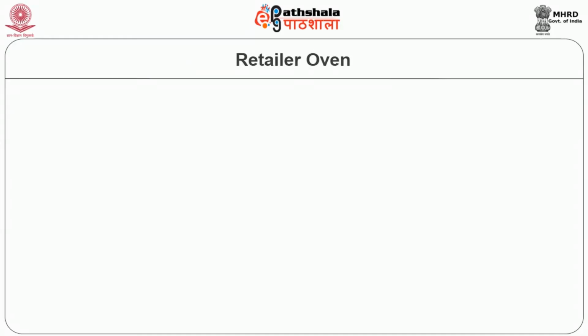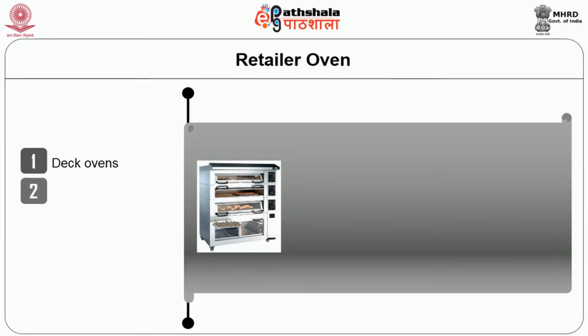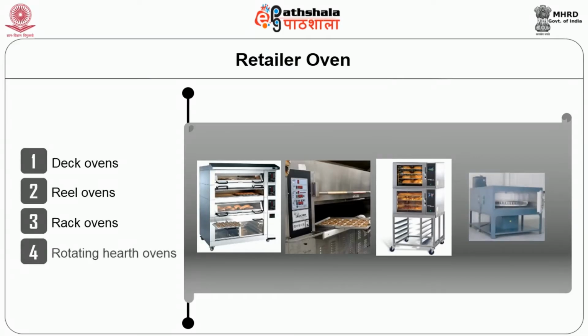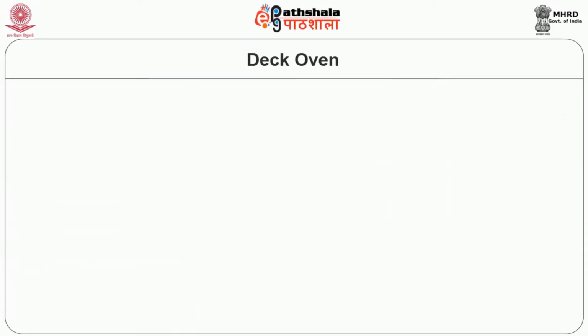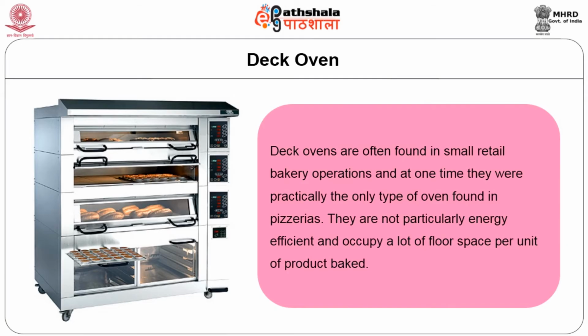Discussing the retailer ovens, they are used as batch type ovens such as deck ovens, reel ovens, rack ovens and rotating hearth ovens. There are a few models of small continuous band ovens suitable for baking at individual outlets such as pizzerias. The first one of its kind is the deck oven, where they are often found in small retail bakery operations and at one time they were practically the only type of oven found in pizzerias.